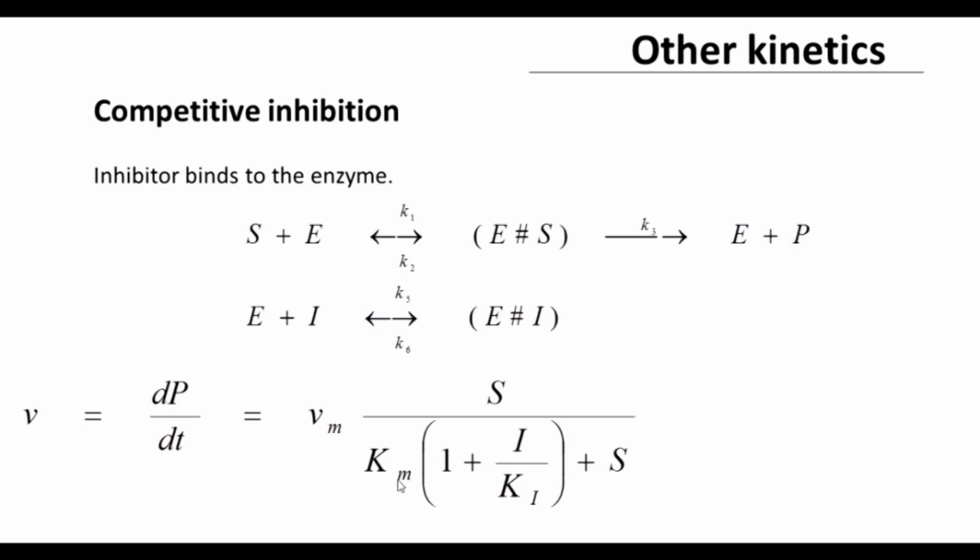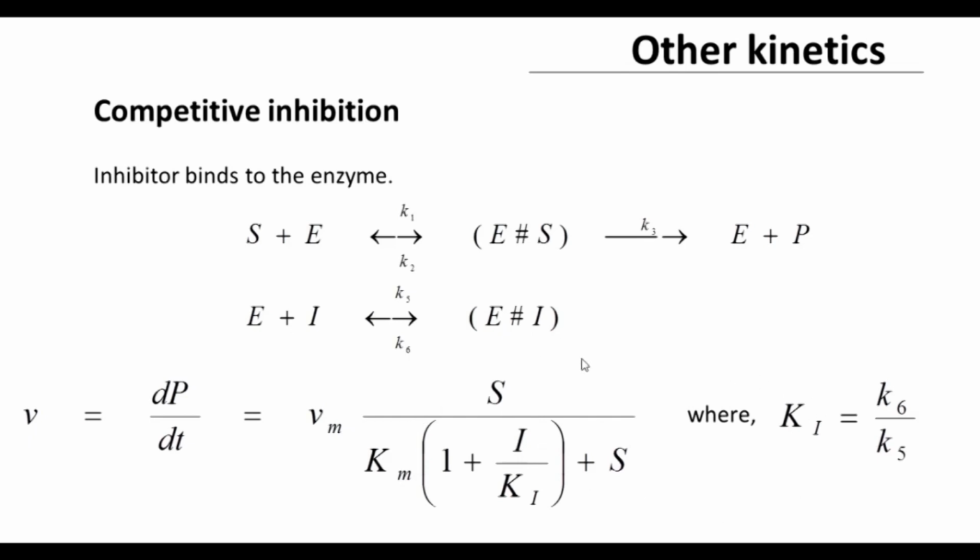In other words, the Km earlier has been modified with this term to give us Km into (1 plus I by Ki). Therefore, in the case of competitive inhibition, the Km gets modified. The mechanism, of course, is that the inhibitor binds to the enzyme, and that's how it is competing with the substrate for the enzyme and thereby hinders the reaction. And in the case of the rate expression, the variation is only in Km. Vm remains intact.